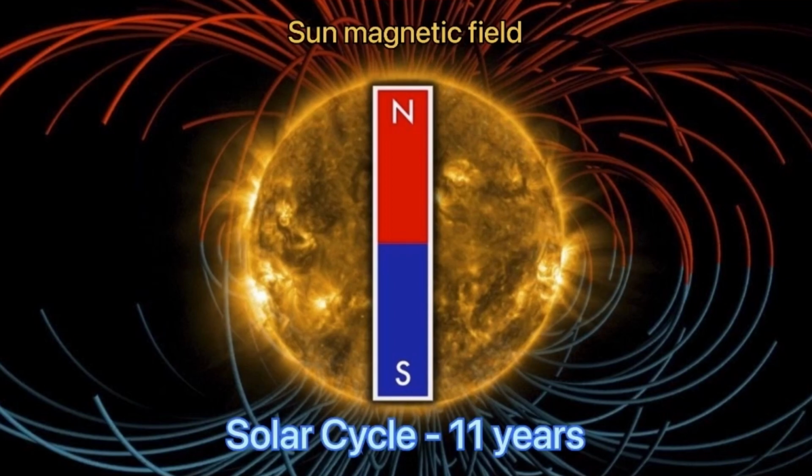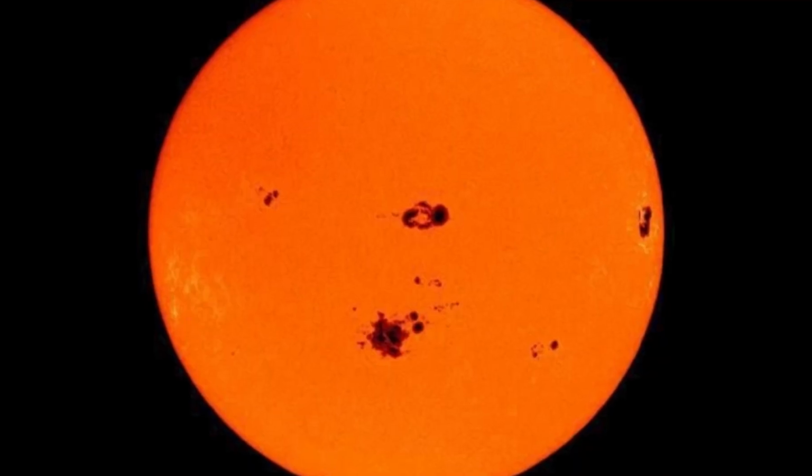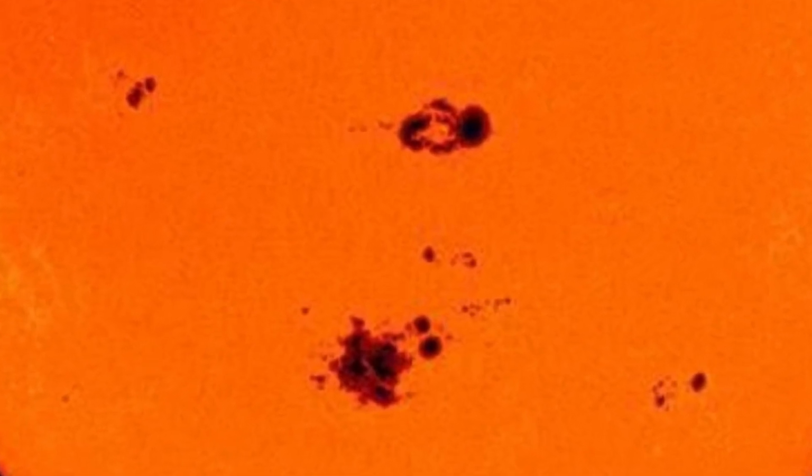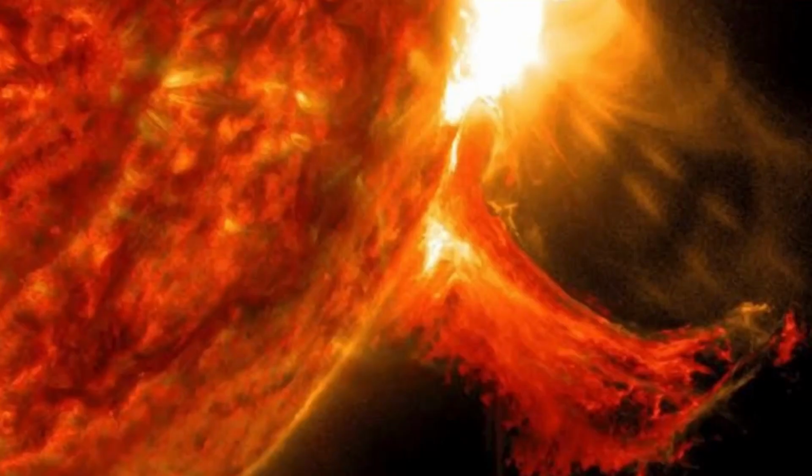The solar cycle is an 11-year cycle where magnetic poles reverse. This cycle correlates with the number of sunspots, solar flares, and other solar activities. Sunspots are dark spots on the Sun's surface, regions of intense magnetic activity. Solar flares are sudden releases of energy triggered by magnetic reconnection.